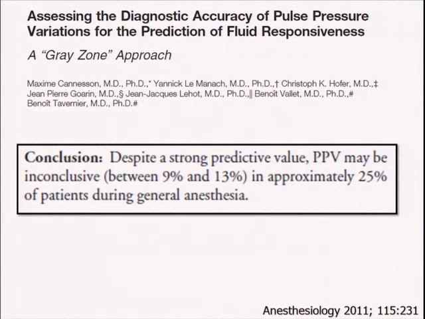Cannison showed that in patients who have a pulse pressure variation between 9 and 13%, it's impossible to predict volume responsiveness. So there is this gray zone, which is often where patients land up, in that the predictive ability to predict volume responsiveness disappears.